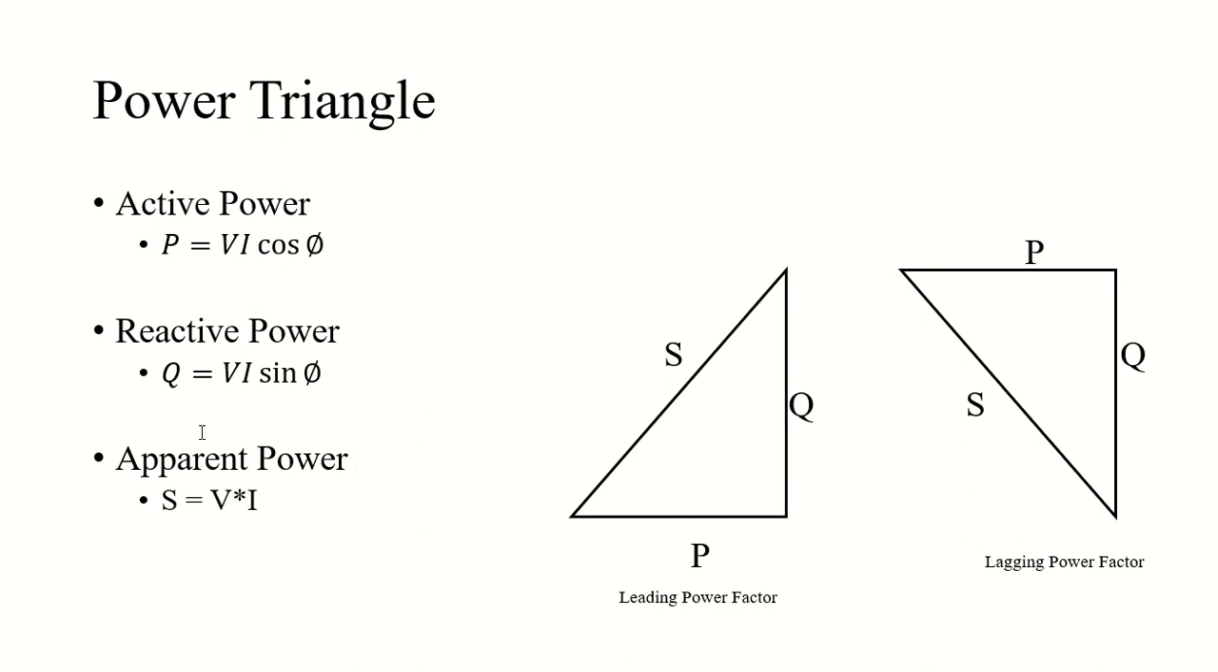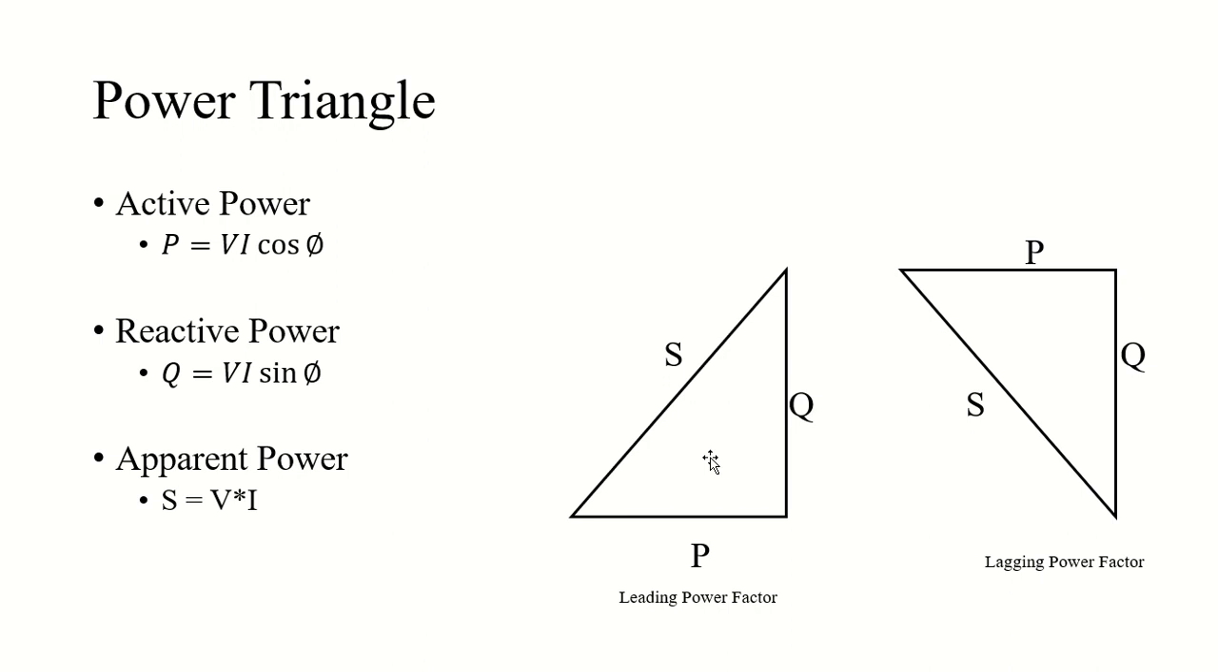Similar things will be there for the lagging power factor. The only difference between leading and lagging power factor is that in leading power factor, current is leading the voltage by a certain angle phi, and in lagging power factor, current is lagging the voltage vector by a certain angle phi. Again, the same, right?